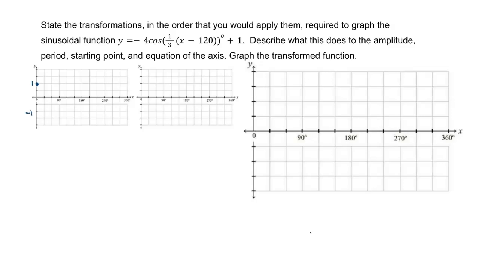The first thing we want to do in order to understand how to graph this and transform it is to remember what the cosine function looks like. That's the parent function here that we're transforming. The cosine function has an amplitude of 1 and it has equation of the axis at 0 and a period of 360, and it looks like that.